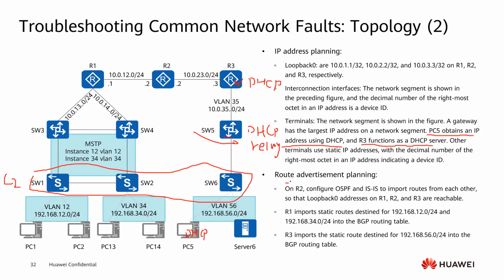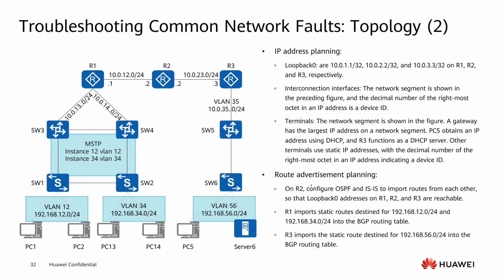Okay. Then we look at the route advertisement planning. On R2, configure OSPF and EBGP to import the routes from each other so that loopback 0 on R1 and R3 are reachable. With OSPF and EBGP, we make all the loopback interfaces communicate with each other. And R1 imports the static route destined for 12.0 this segment, and 34.0 this segment, into BGP. That means this static route and this static route into BGP.